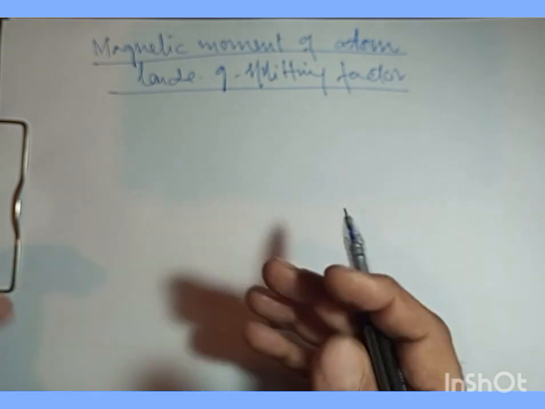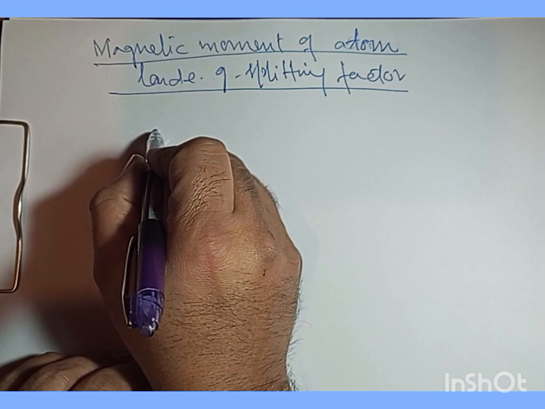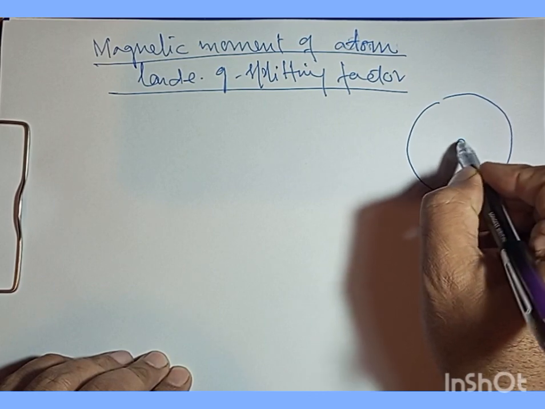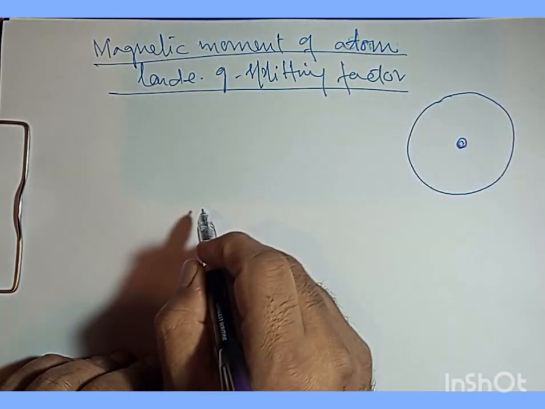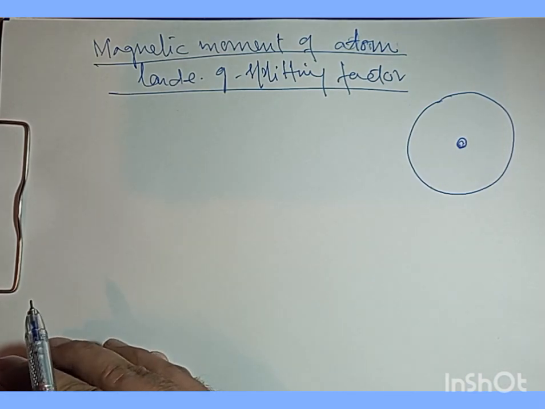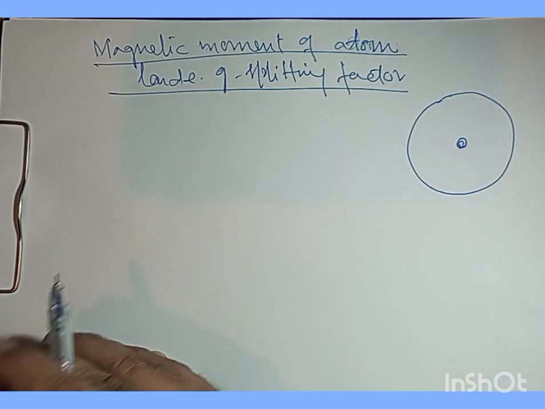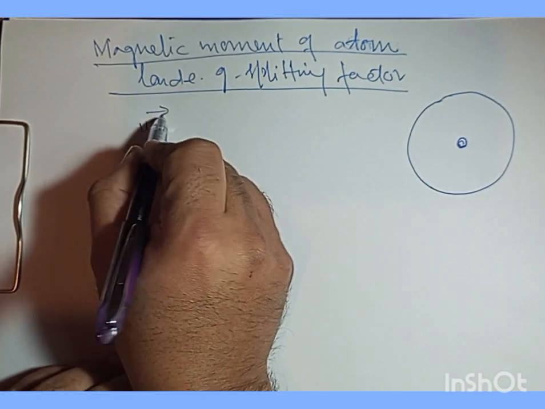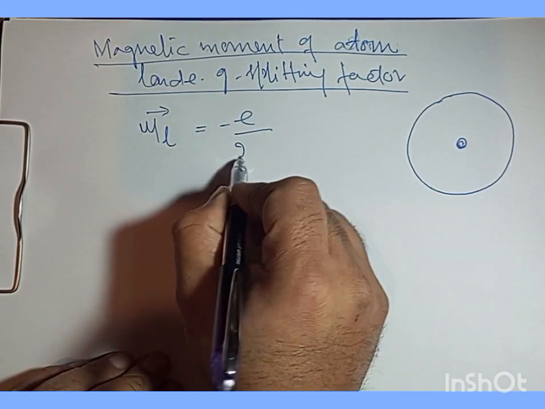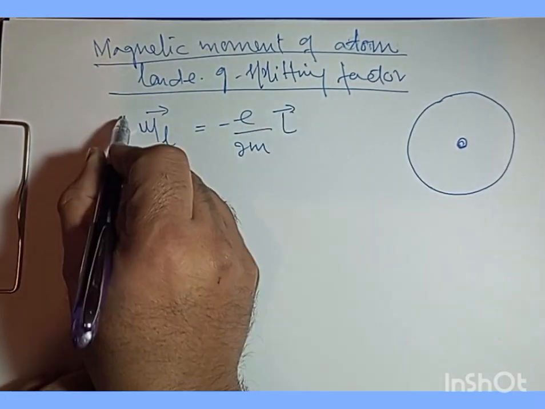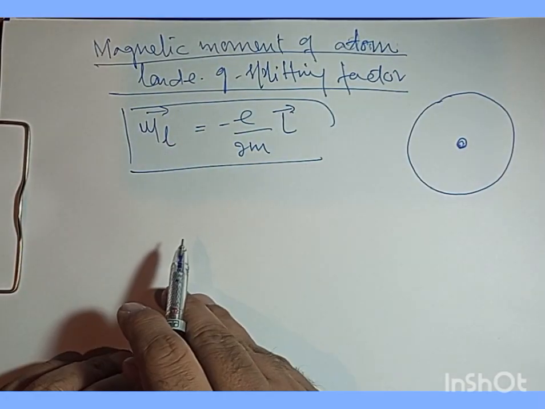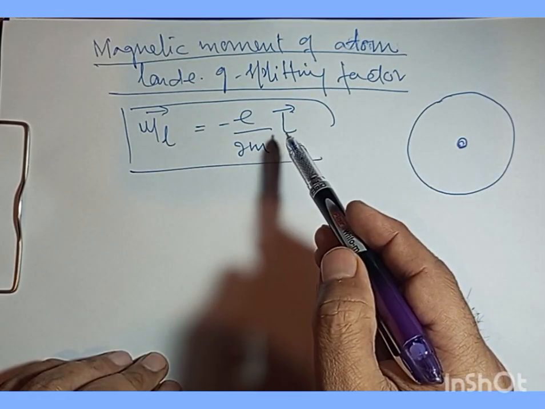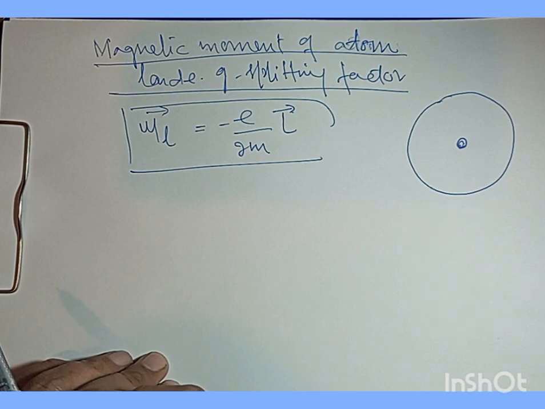To start with, we are already aware of the magnetic moment, since we understand that the electron is revolving around the nucleus, and it has orbital angular momentum. Now, if it has orbital angular momentum, it has orbital magnetic moment, and there is a relation between the orbital magnetic moment and the orbital angular momentum. This mu L is a representative of the orbital magnetic moment of the electron, and L is the orbital angular momentum of the revolving electron.